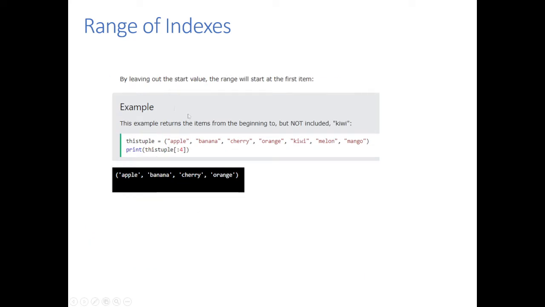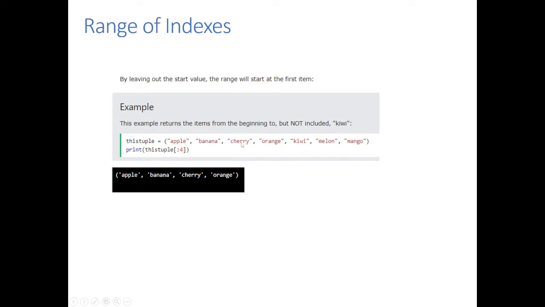By leaving out the start value, the range will start at the first item. So we have this example, which returns the items from the beginning up to but not including kiwi. We have this tuple: apple, banana, cherry, orange, kiwi, melon, mango. And then print this tuple. The start value is not provided, we only have the end value. So that means we'll start from the beginning.